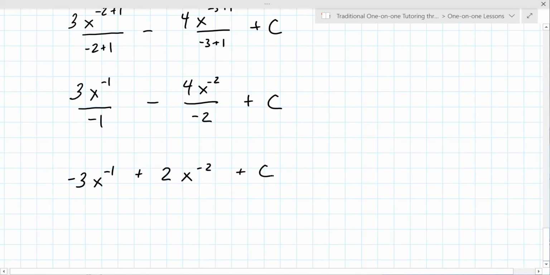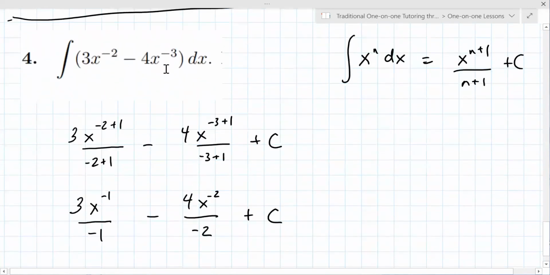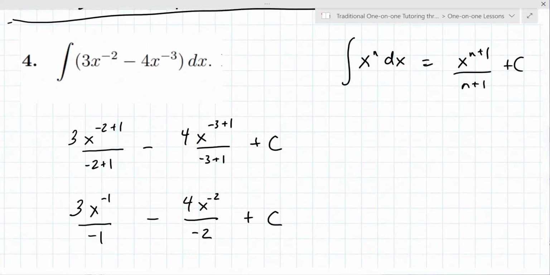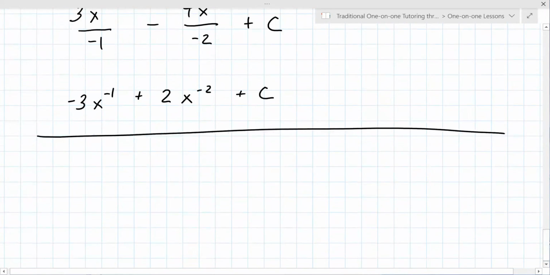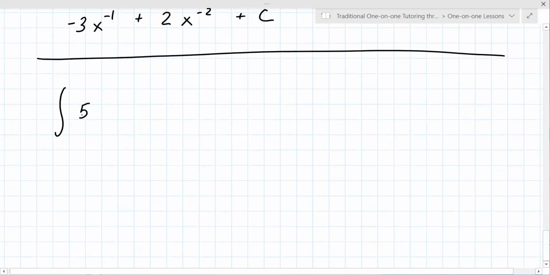Okay. Do you want another one like this to try? Okay, I'll do it. All right. Let's do the integral of 5x to the -6 minus 3x to the minus 2 dx.